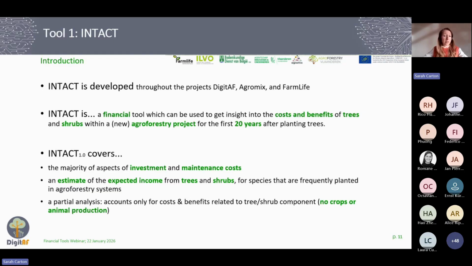The first version covers the majority of aspects of the investment and maintenance costs. Also an estimate of the expected income from trees and shrubs, especially for species that are frequently planted in those agroforestry systems. And it's a partial analysis. That means that only the tree and shrub component is taken into account. Sadly, no crop or animal production is taken into account yet.